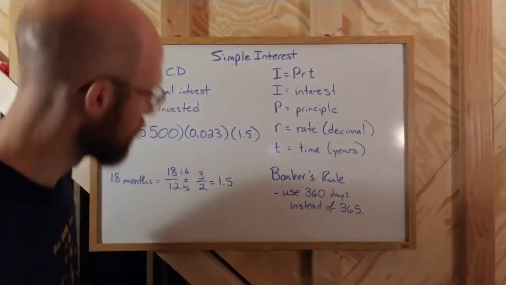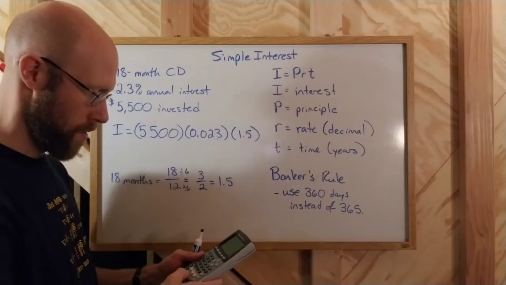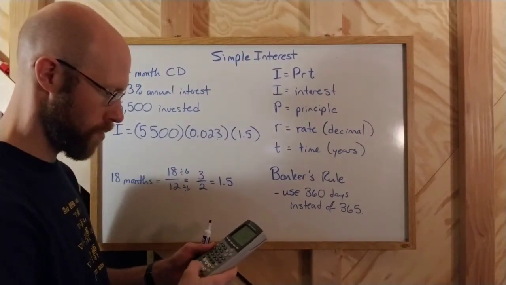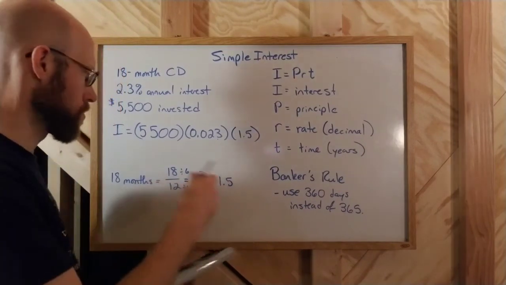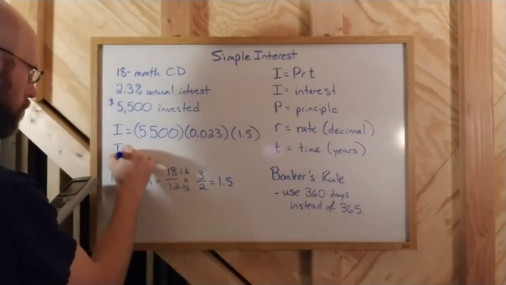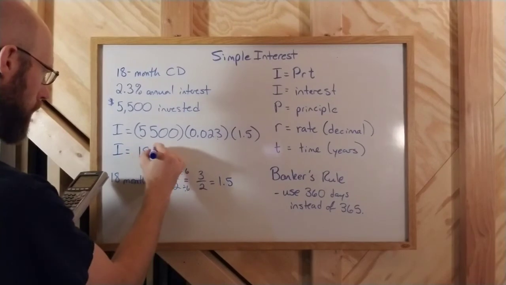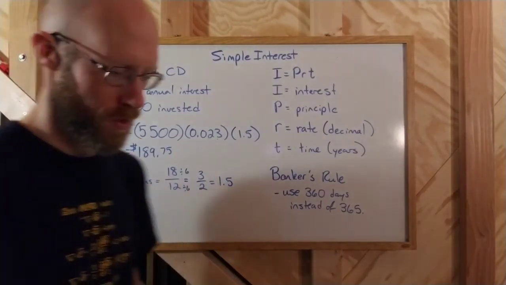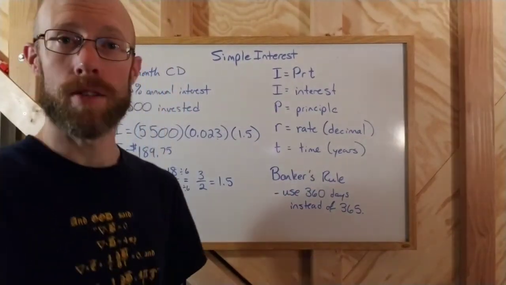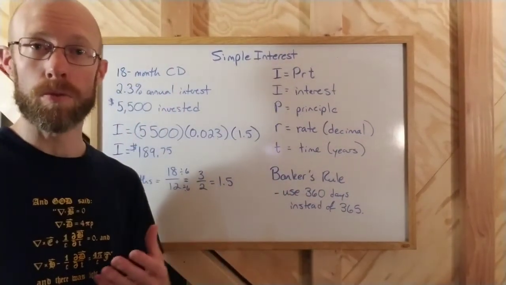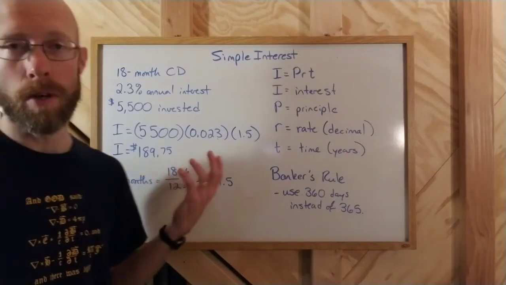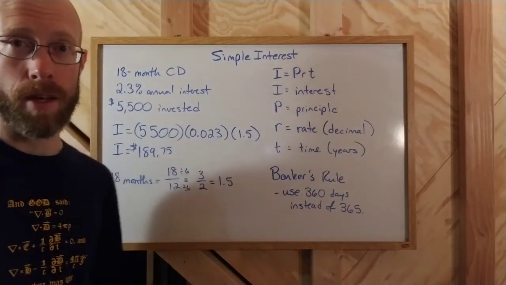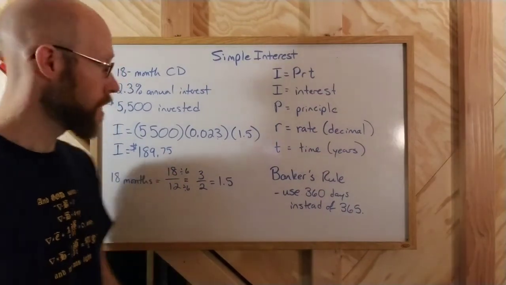5,500. I'm not doing that in my head. 5,500 times 0.023 times 1.5 gives me a value of $189.75. Okay, so that's the additional interest that you would be earning over that 18-month period. So in a year and a half, you've earned almost $190 basically, or yeah, $190.